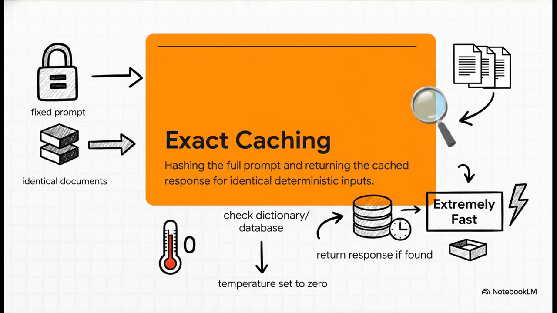And hey, if you're making highly structured, deterministic calls, meaning your temperature is set to 0 and the model is supposed to give the exact same answer every time, exact caching is a total no-brainer. You just hash the full prompt, check your database, and return it. It's incredibly fast and absolutely perfect for batch processing.